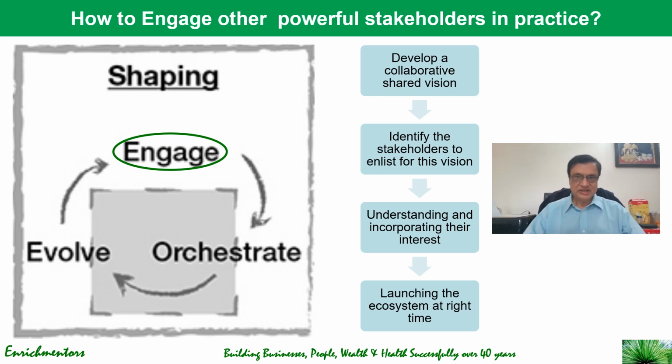Any thoughts? What you need to do is start with a collaborative shared vision. And for that, either before or after, you need to identify the stakeholders to enlist for the vision. If you are developing the vision yourself, you can develop the vision first and then identify the stakeholders to enlist. Or if you want to develop it collaboratively and you have some idea of what you want to do, then you can identify the stakeholders first and then develop the collaborative vision. Then you understand and incorporate the stakeholders' interests in the whole program that you want to develop, and then you launch the ecosystem at the right time. So broadly, four steps are used in engaging the stakeholders in developing the ecosystems.